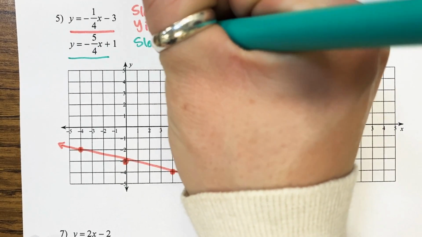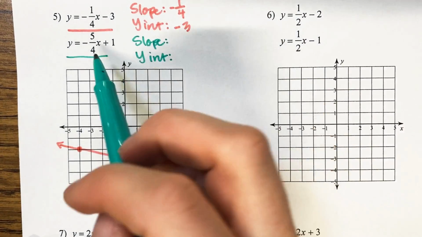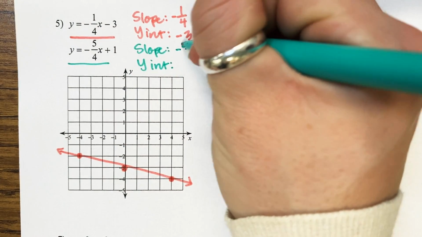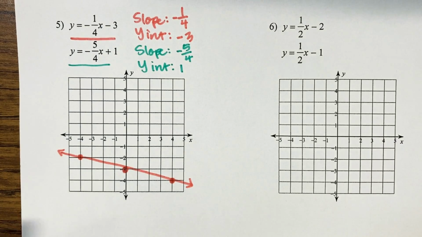We got slope and we have y-intercept. Okay, so my slope is -5/4. And my y-intercept is +1.